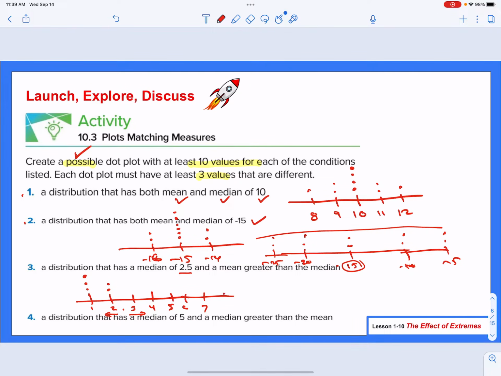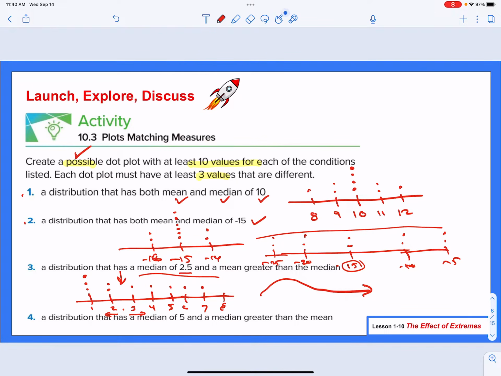6, 7, 8. So I know that my median is going to be somewhere in this spot here if I put the rest of my dots in this section. So now I'm going to put my dots over here and go 1, 2, 3, 4, 5. So I've split it all nicely. So at this point, my middle is definitely going to be at 2.5. And my mean is going to be greater, and that's because this data is going to be skewed to the right, causing the mean to be greater than the median.